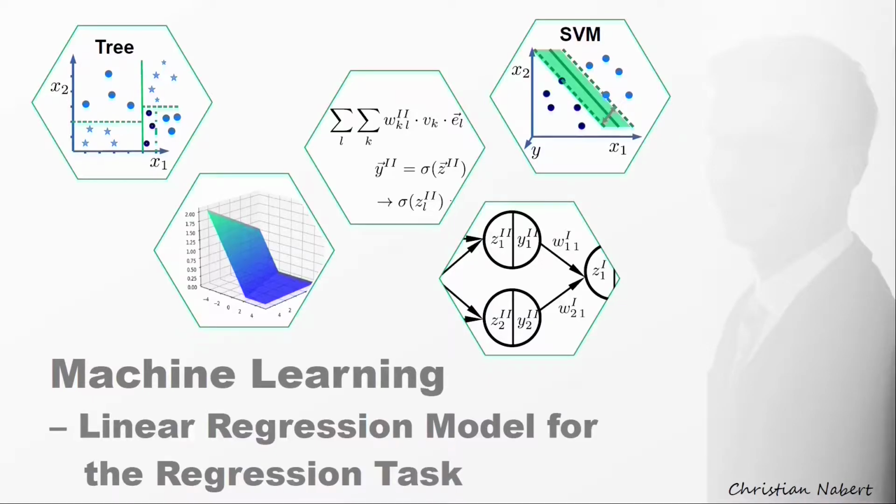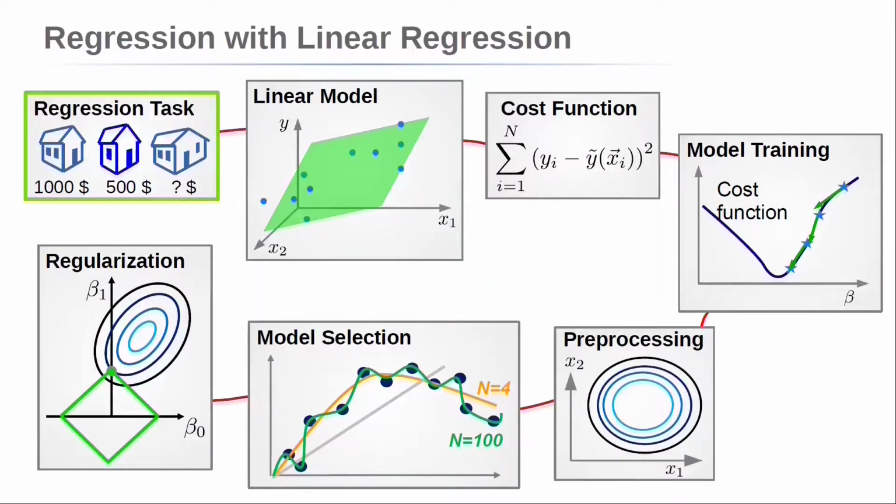In this lecture we consider the linear regression model to perform the regression task of machine learning. We start by explaining the regression task in general. Then the linear model is presented. A cost function quantifies the differences between model and data. The model training minimizes this cost function and the model is fitted to data.